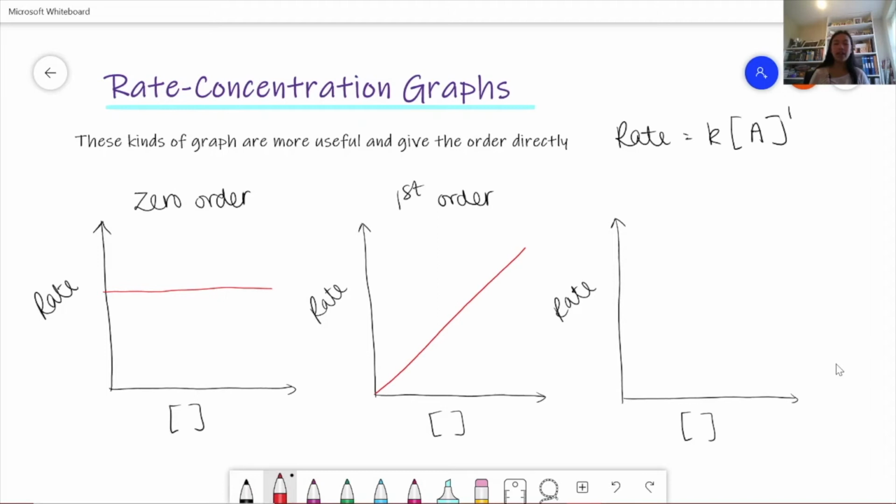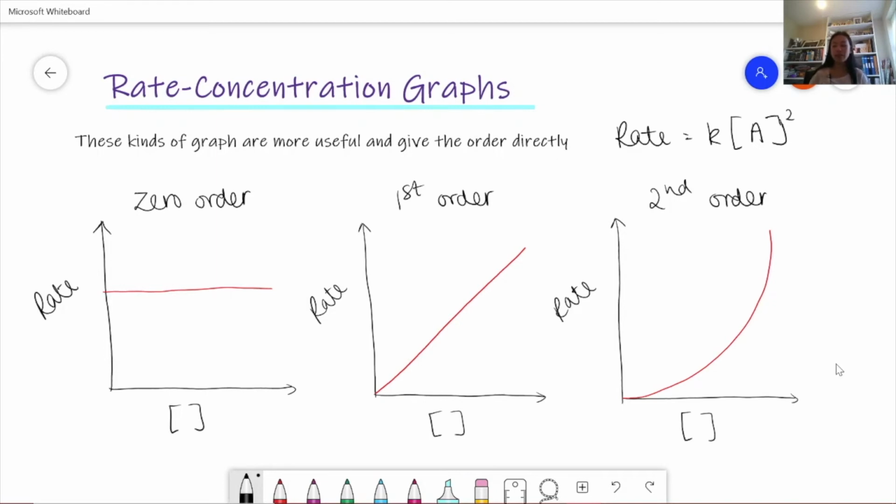And then finally, for a second order, the graph would look like this. And then if we change this to a 2, well, if we double the concentration of A, then we quadruple the rate. And so that's why the gradient increases for this rate concentration graph.